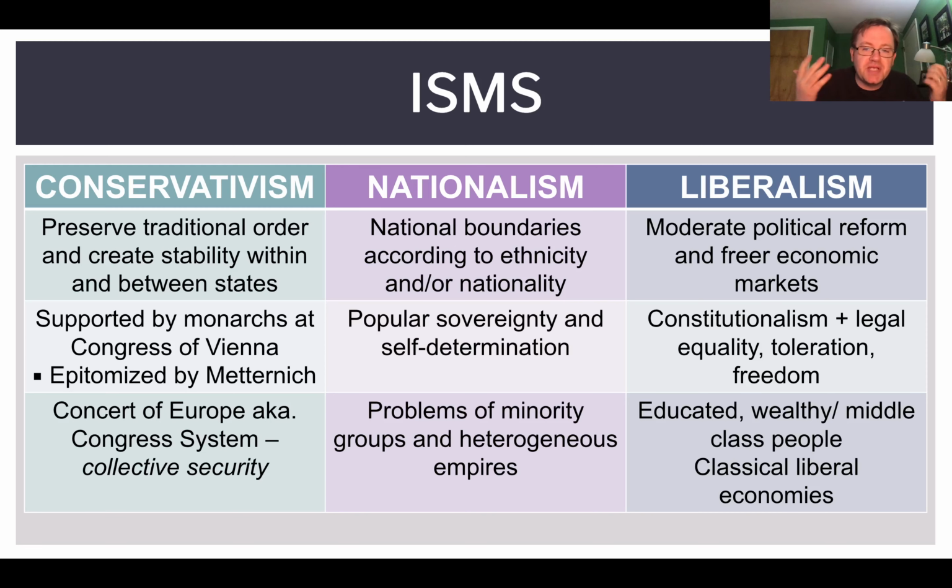Conservatism is essentially about the status quo, about maintaining the structured conservative order with monarchies, either absolute or constitutional, and the preservation of stability between and within states. Generally, people in power are often conservative, particularly in monarchies, because it's about maintaining the status quo, maintaining those ideas. And the age of Metternich is what we call 1815 to 1848. It is a conservative peace in Europe.